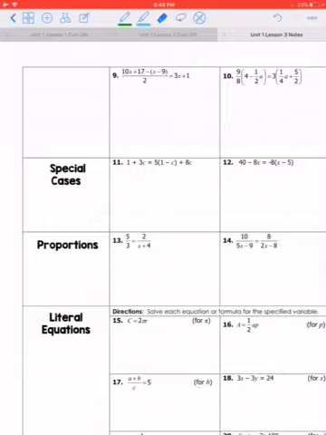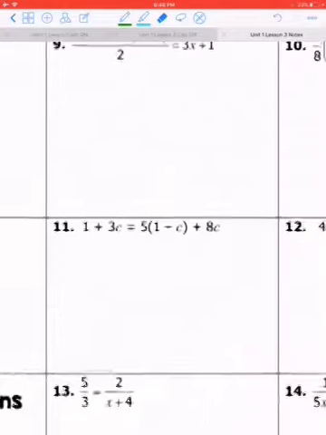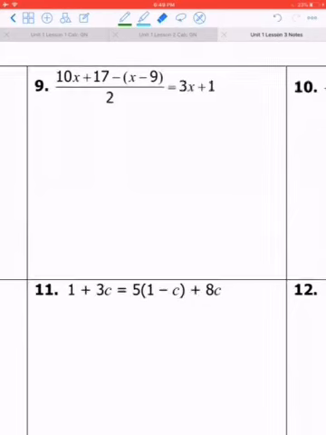Okay, so the second page, let's definitely do number 9 here, and then we'll talk about some more difficult equations. Okay, so number 9, like we did before, if you're dividing or you have a fraction, you want to times both sides by the denominator. However, you need to times the 3x and the 1 by 2.